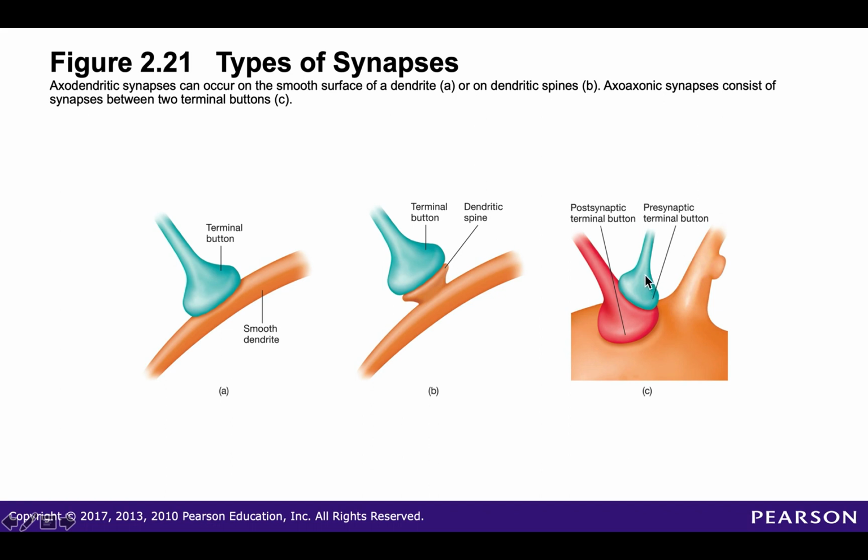Axoaxonic synapses are a little bit different. Here we have a presynaptic neuron making synaptic contact with a terminal button of a postsynaptic neuron. The axoaxonic synapse allows this blue neuron to tell this red neuron how much it should talk to this orangish neuron.